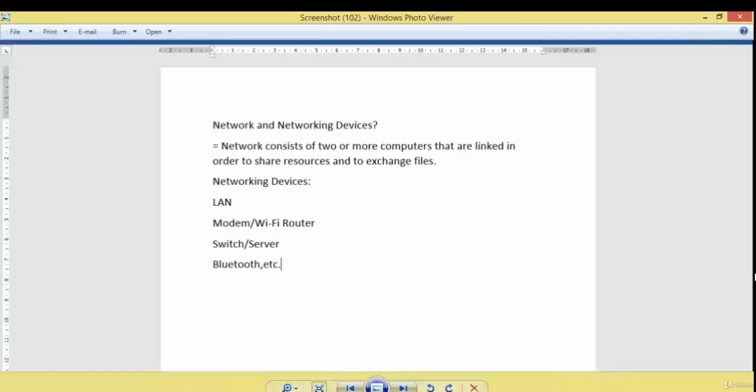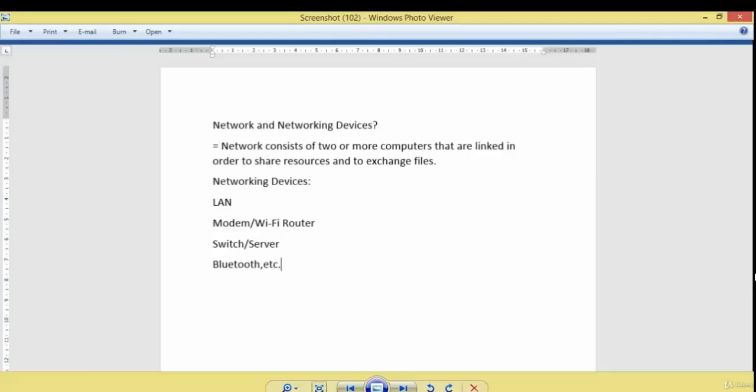Our today's topic is network and networking devices. A network consists of two or more computers that are linked in order to share resources and to exchange files. The networking devices are: first one is LAN, that is local area network. Second is modem or Wi-Fi router. Third is switch or server. And the last is Bluetooth.